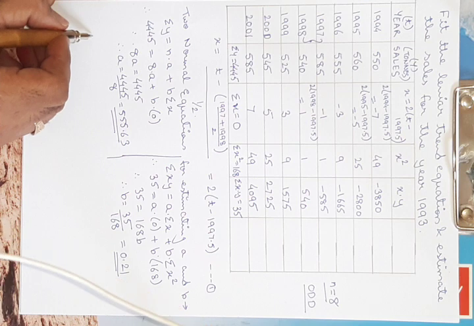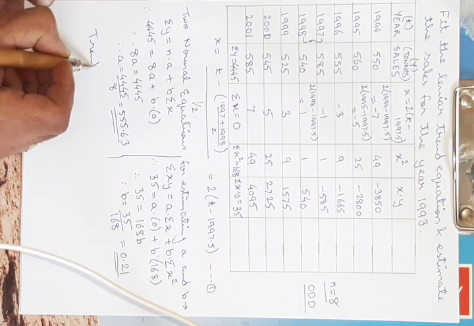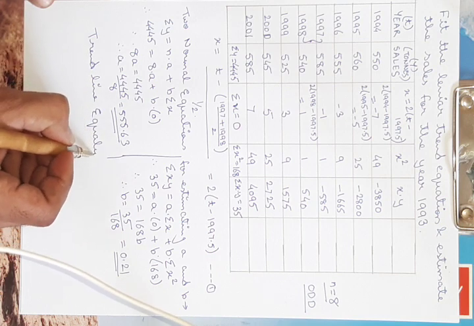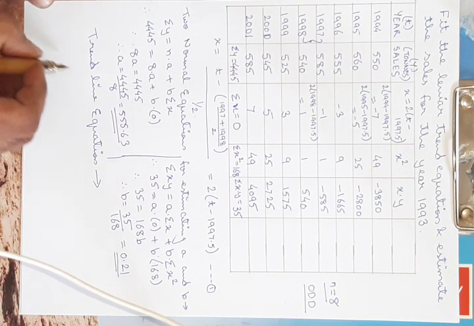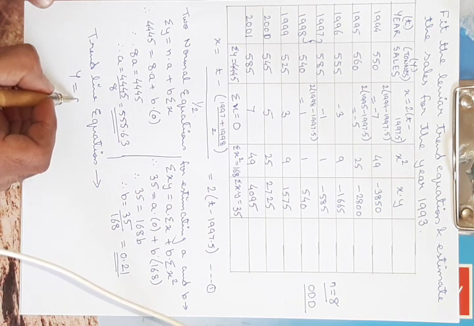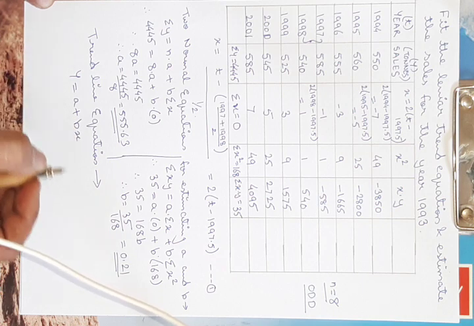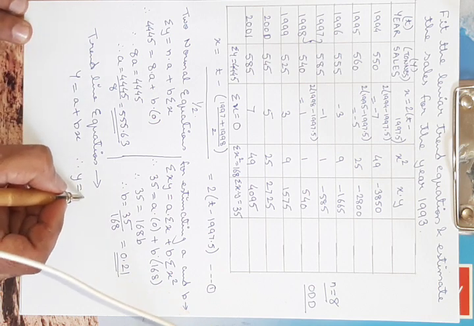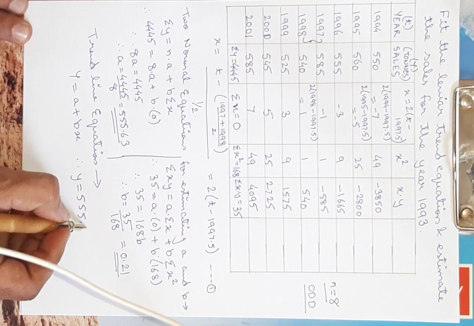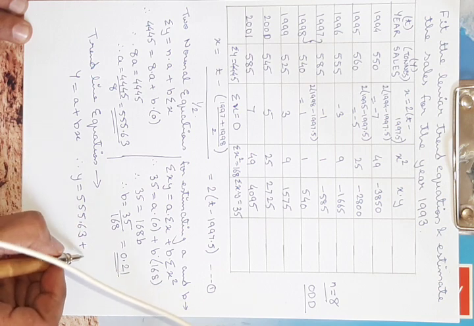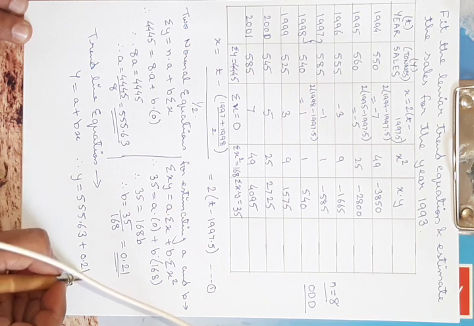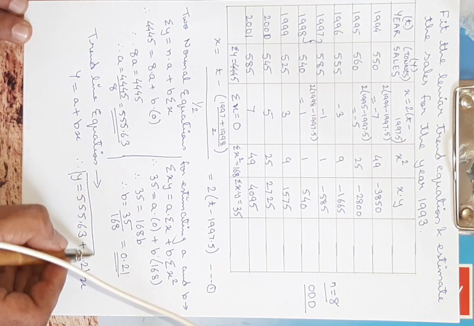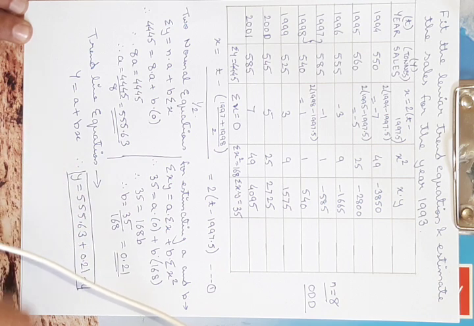Therefore, what is our trend line equation? Our trend line equation is given by the formula y is equal to a plus bx. Here we are going to put the values of a as well as b. That is y is equal to a, what is a? The value of a is 555.63, plus b, what is b? That is 0.21 multiplied by x. So this is our trend line equation, what we needed to calculate.